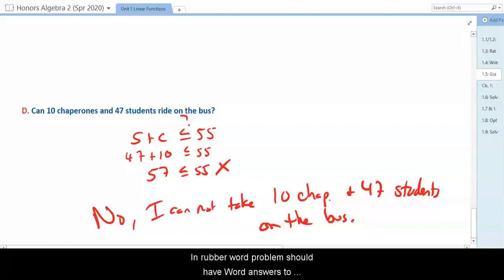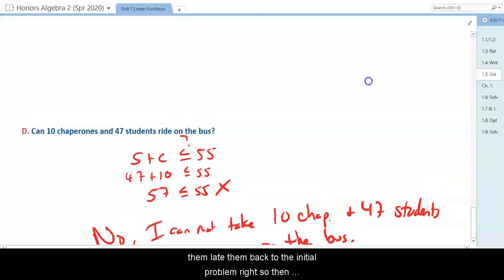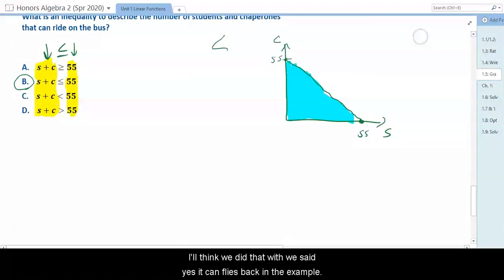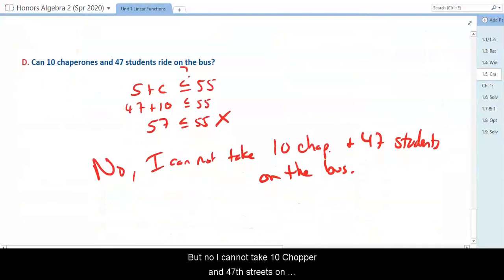And remember, word problems should have word answers to them. Relate them back to the initial problem, right? So I don't think we did that with, no, we said yes, it complies back in that example. But no, I cannot take 10 chaperones and 47 students on this bus because I'd be over capacity.